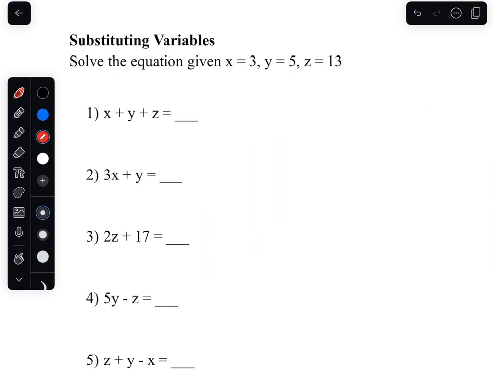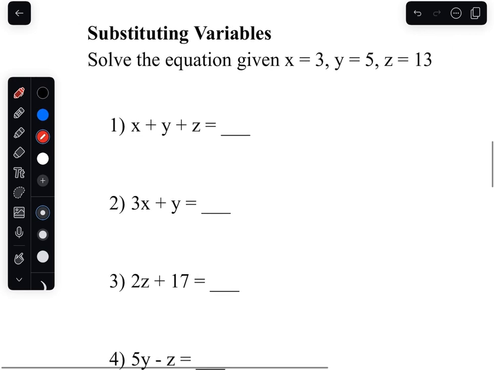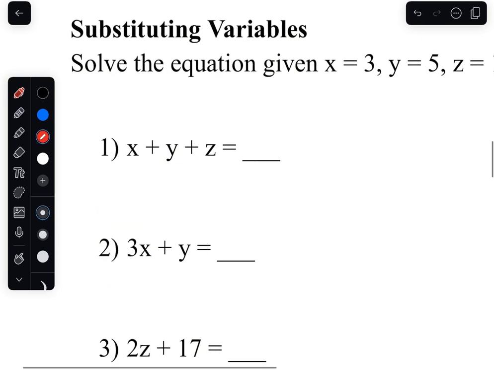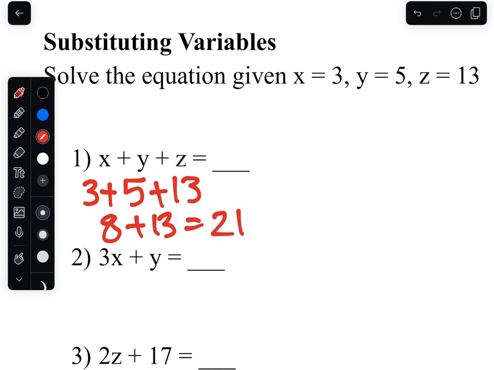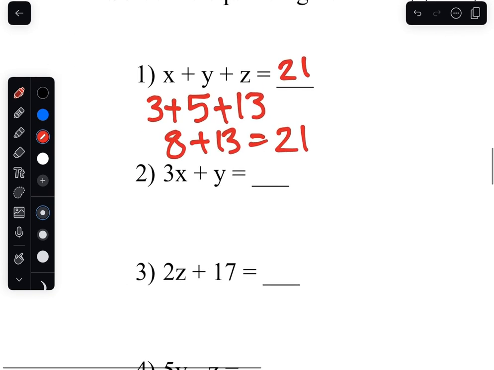Substituting variables. Solve the equation given x equals 3, y equals 5, and z is equal to 13. Number 1, we have x plus y plus z is equal to some sort of sum. So we substitute in 3 for x, 5 for y, and 13 for z. 3 plus 5 is 8 plus 13. 8 plus 13 is 21. So the answer for number 1 is 21.